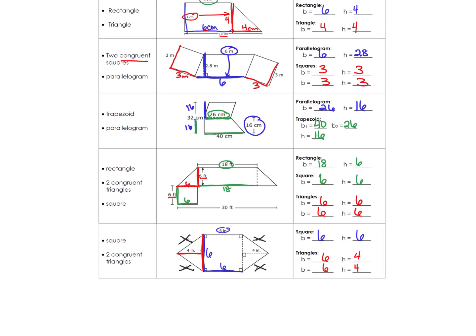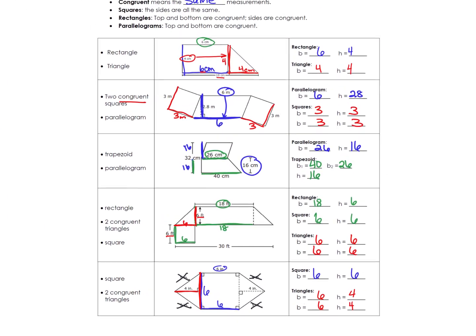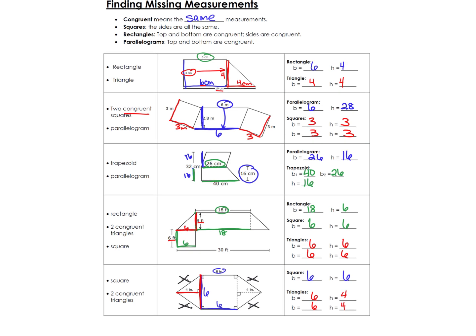Okay, all right, so your assignment today is in Schoology, and it's going to ask you to do the same thing. It's going to give you some shapes, and you're going to figure out what the missing measurements are using what is labeled on the picture.